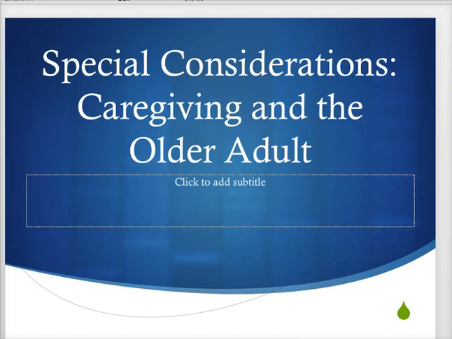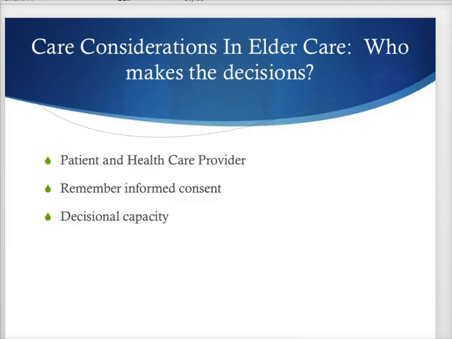Other considerations related to the older adult include caregiving. Things you need to consider when you're educating are care considerations, so who's making the decision, and also evaluating decisional capacity, so mental status, judgment, and short-term memory. If you suspect any of those are flawed, you need to consult the healthcare power of attorney or a surrogate or a guardian if there's no healthcare power of attorney.